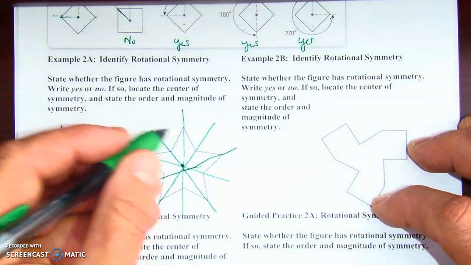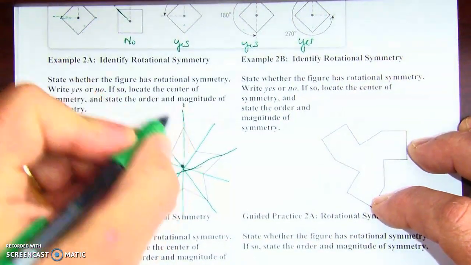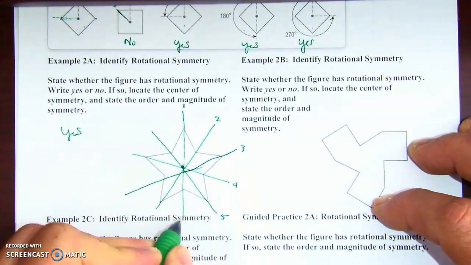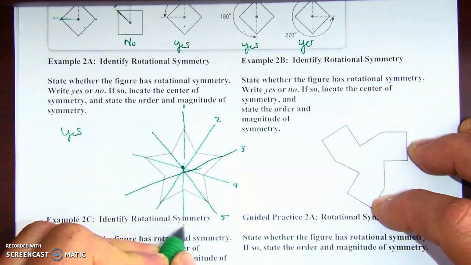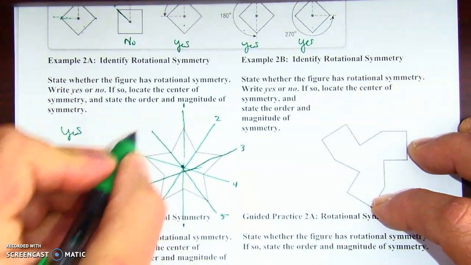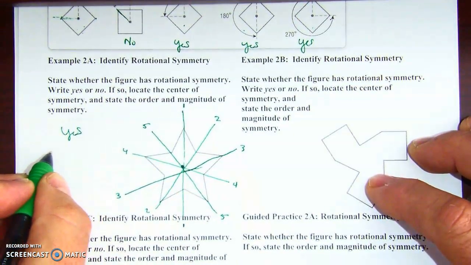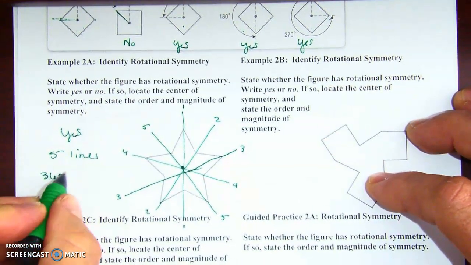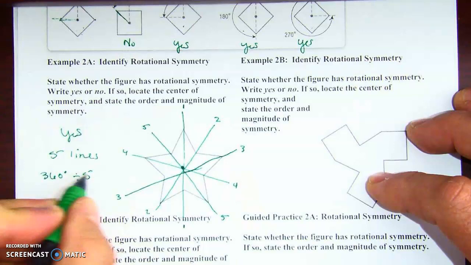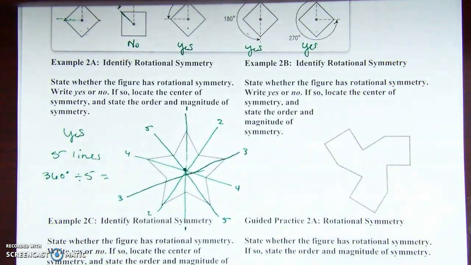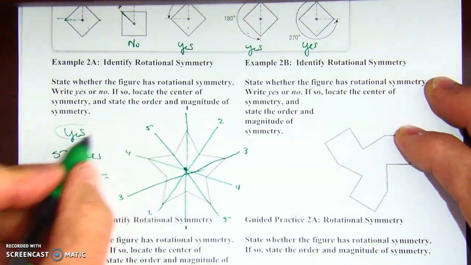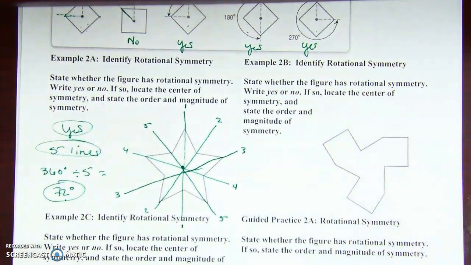So how many times do we rotate? We go 1, 2, 3, 4, 5, and then we get back to this one here. So this one is 1 again, and this one's 2, 3, 4, 5. So we have 5 lines, right? With 5 lines, that means we're going to take 360 degrees and divide it by 5 to get our magnitude. So what is 360 divided by 5? The answer is 72 degrees. So we have 5 lines, and 72 degrees.